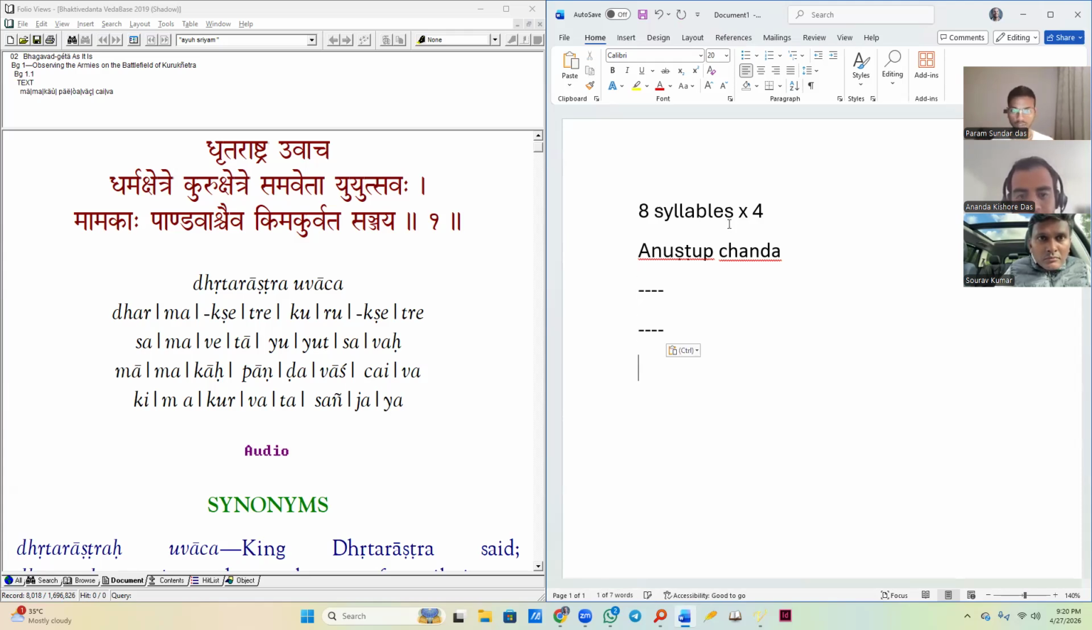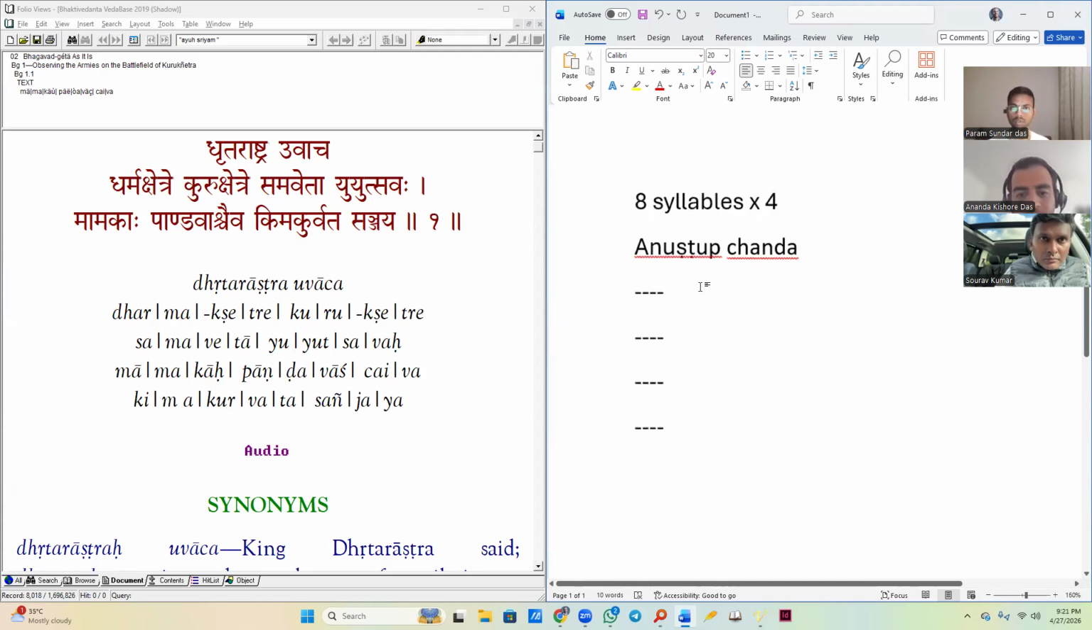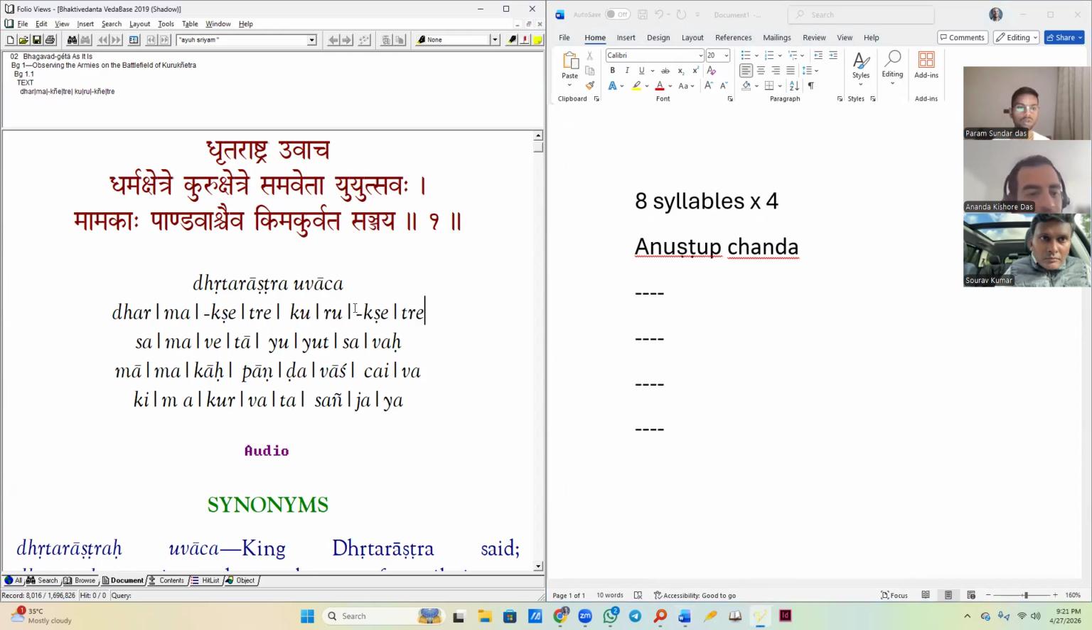So the first 4 can be anything. They can be either Laghu or Guru. This is a rule. Then let's consider the other 4 in each line. So Dharma Kshetra, now Kurukshetra. Ku is small, so Laghu. Laghu stands for short. Ru is long.